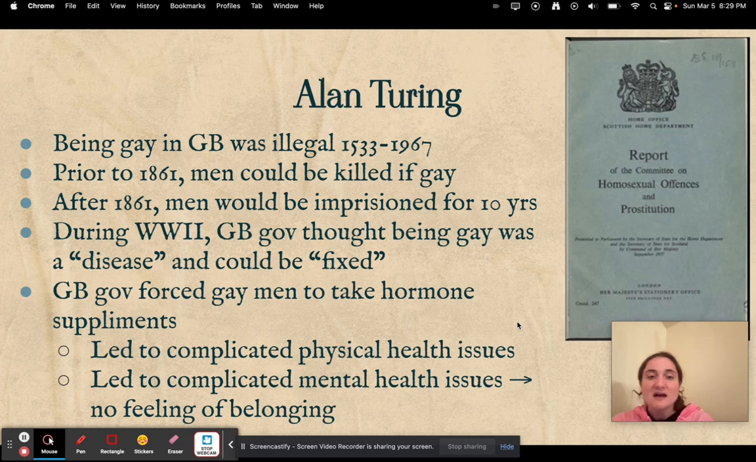During World War II, the Great British government thought that being gay was some sort of disease or could be fixed, which we know today to be quite the opposite of the truth. So the government forced gay men to take hormone supplements. That led to very complicated physical health issues because there were high dosages of hormones, as well as complicated mental health issues, especially the feeling of not belonging. These gay men thought that something was wrong with them and they had to be fixed, which we know today is the opposite.